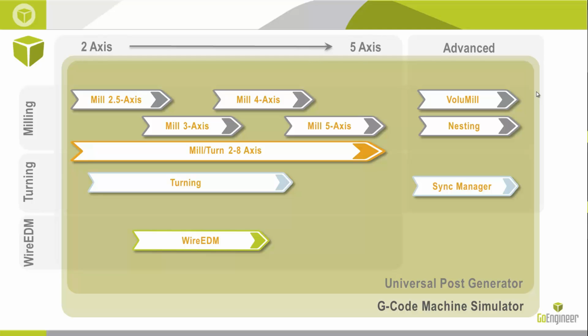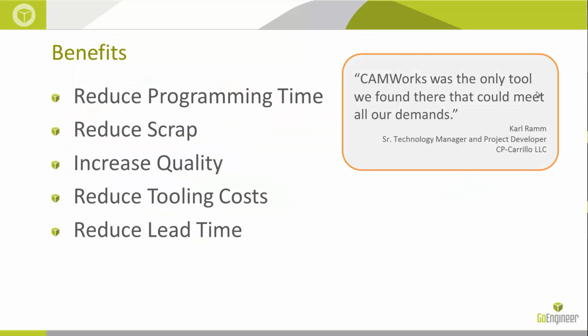And then lastly, all of these are covered under the G-code machine simulator. Actually minus the wire EDM, but turning and mill turn and milling all fall under that G-code machine simulator. So real quick, the benefits here, and I'll kind of let the demo speak for itself.